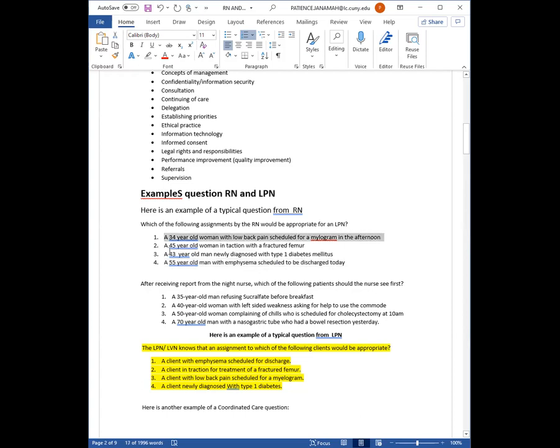Does the age of any of these patients matter to the assignment you are going to delegate? Who can answer me? You see that all of them have ages. Does it matter to the patients you are going to delegate?